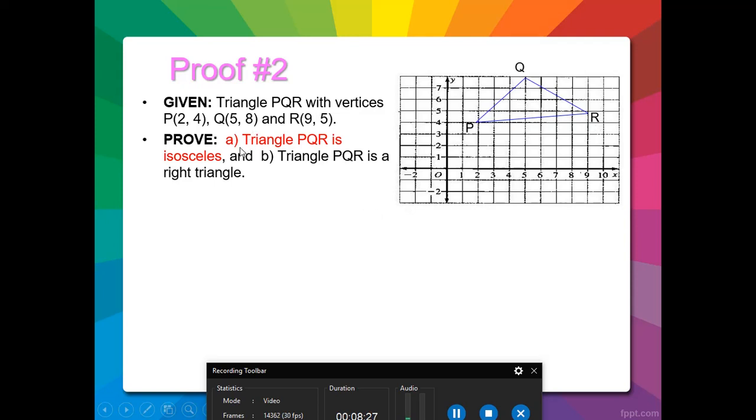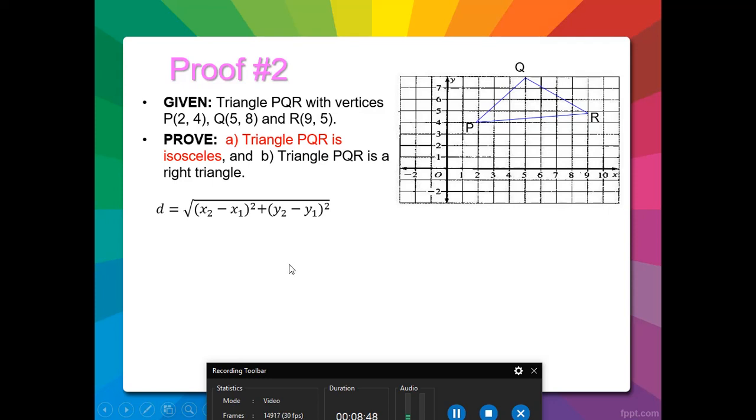I'm going to highlight part A. We're going to first prove that it's isosceles. You can look at the diagram, and this is why drawing the picture is helpful. To me, when I look at that, it looks like PQ and QR are my equal sides. I could be wrong. Looks can be deceiving, but I'm going to start there with my distance formula to show that the sides are equal.